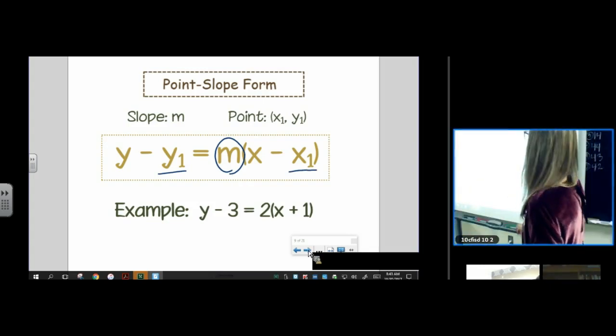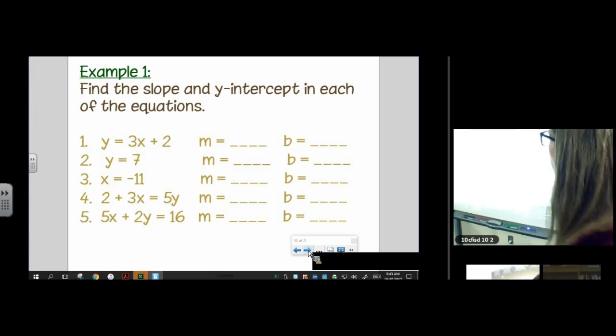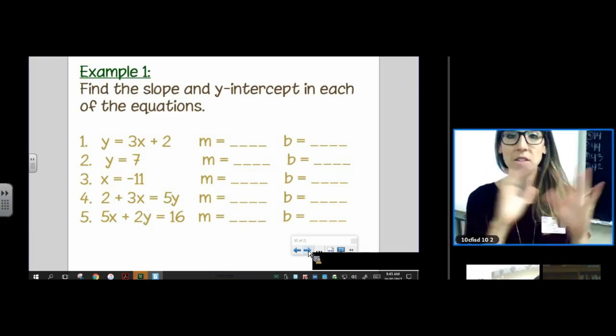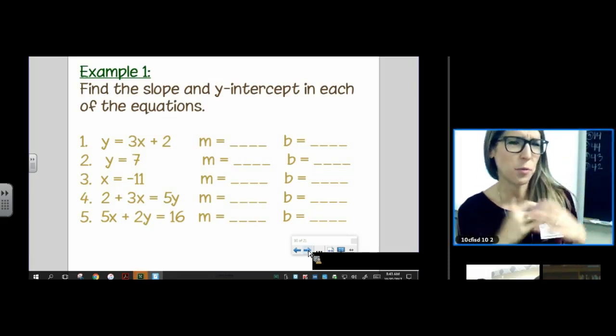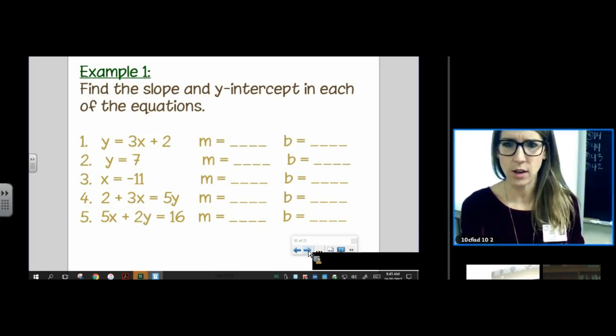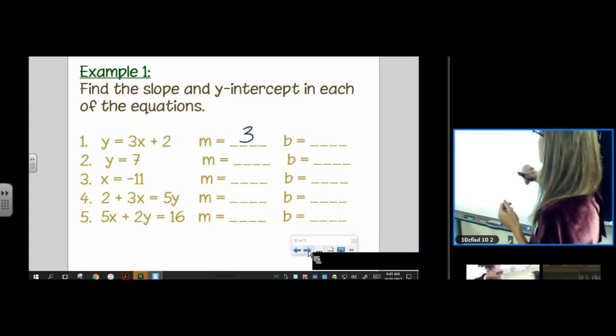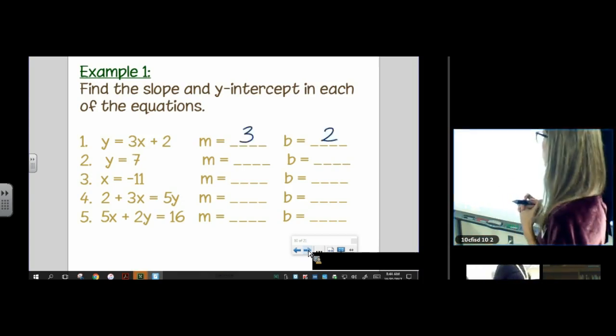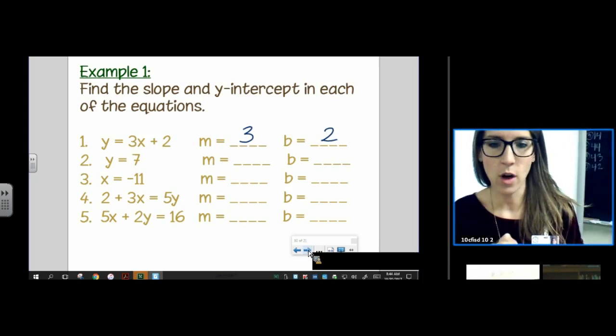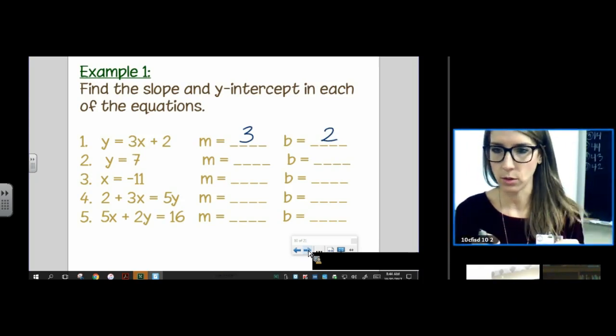All right, so let's try a few examples. I'm going to do this very quickly because this is a review. You pretty much already did this when you did the slope lesson, okay? So take a look at these. What's the slope? 3. What's the y-intercept? 2. These are the only ones that are tricky: number 2 and number 3.